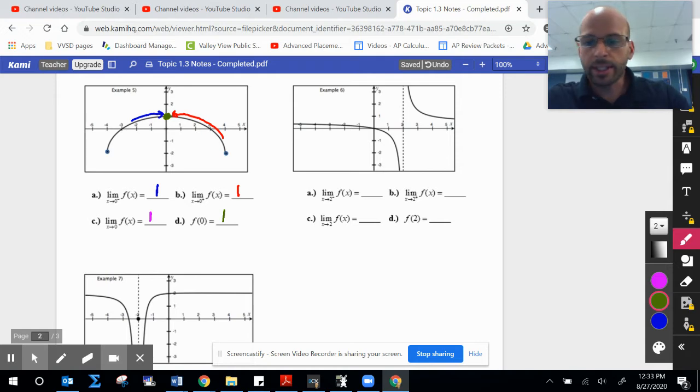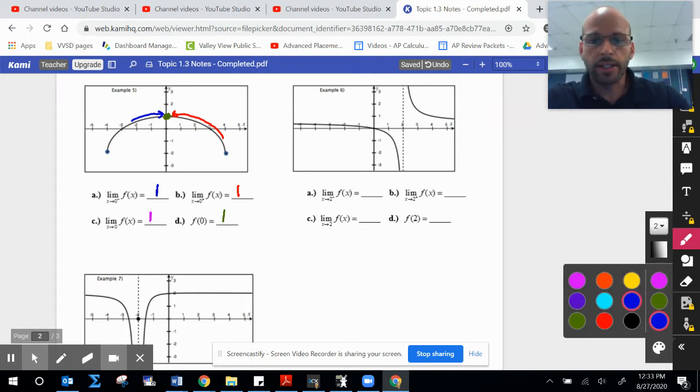All right. Now, for examples 6 and 7, we have some asymptotes. So I want to take a look at those.